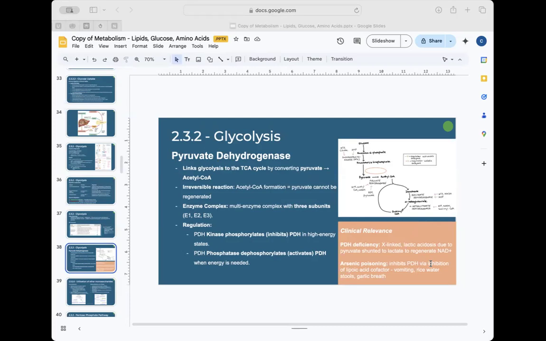And there's a bit of clinical relevance there, extra. So PDH deficiency leads to lactic acidosis. Arsenic poisoning also targets this pathway. And one sign is garlic breath. So yeah, interesting to know.